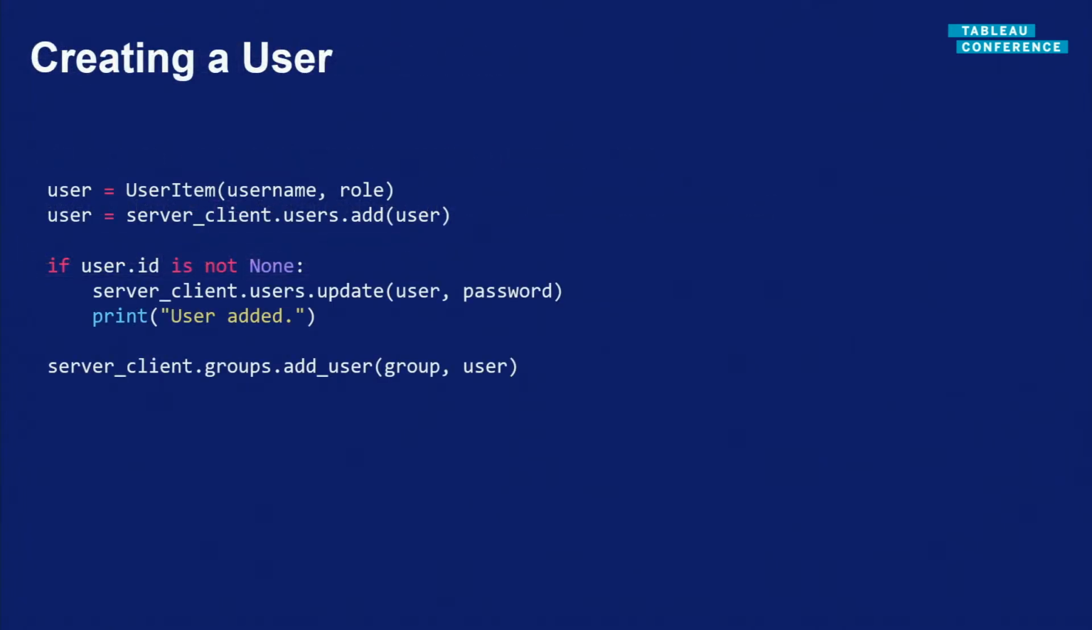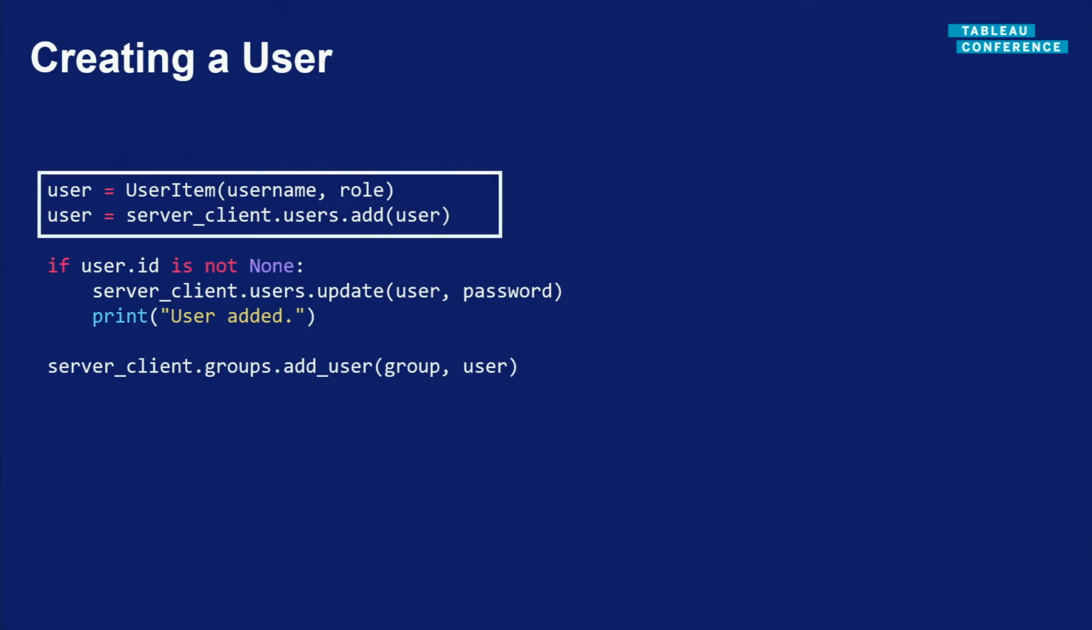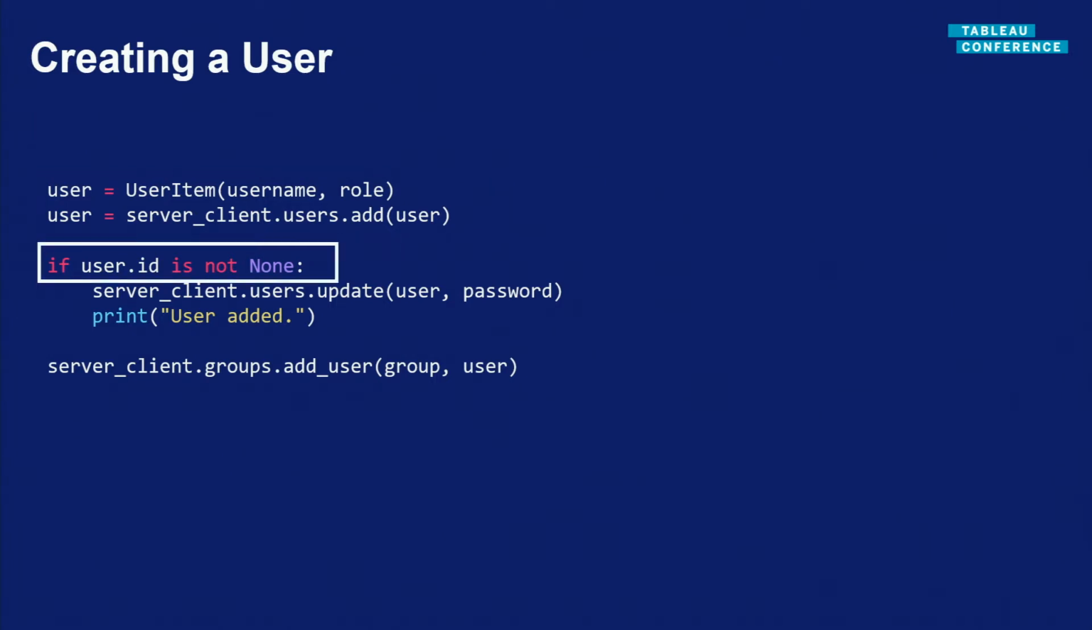Now that we've logged in, we can create our user. We use the user item class to specify the username and the role, and then pass it to the server client's user's add method to actually create the user. Note that for Tableau Online, the username has to be the user's email address. If the user is successfully created, the ID field will be populated with a uniquely generated ID by the server when the user was created.